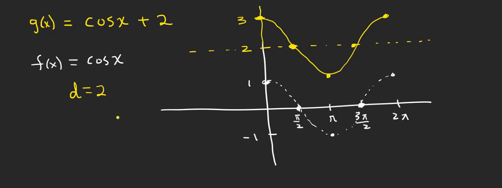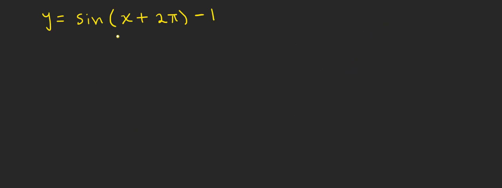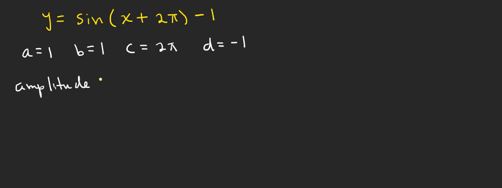If D is positive, everything will move up. If D is negative, everything will move down. So if you want to graph this without the calculator, first, what is A? A is 1, B is also 1, C is 2 pi, and D is negative 1. So what is the amplitude? Amplitude is the absolute value of A, which is the absolute value of 1, and that is 1.